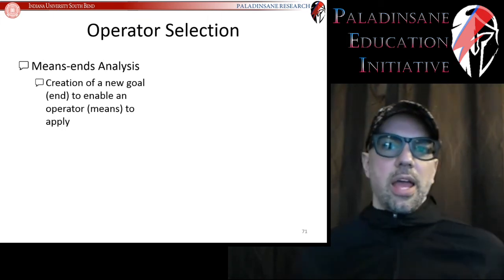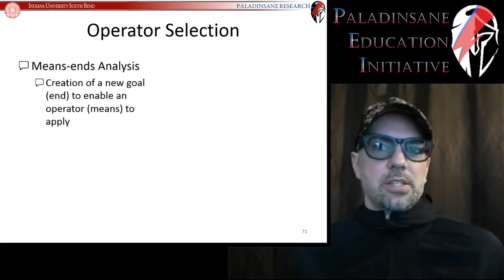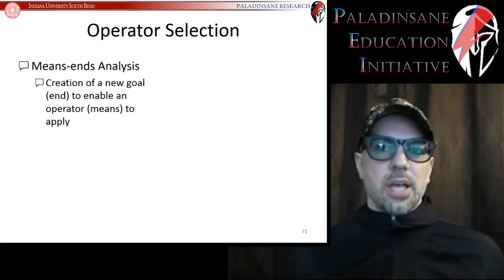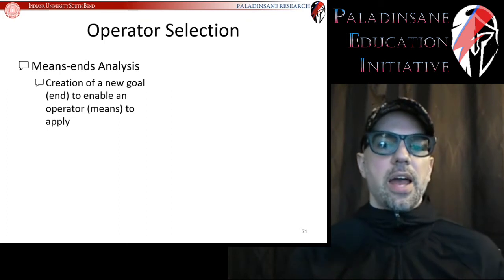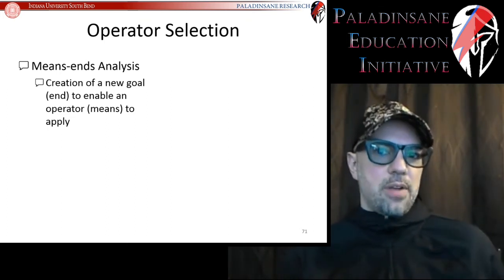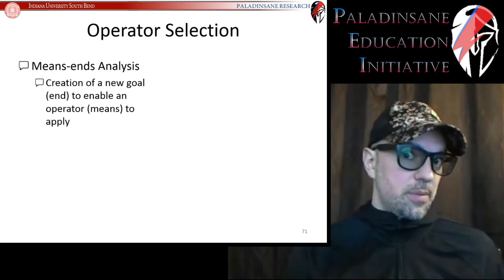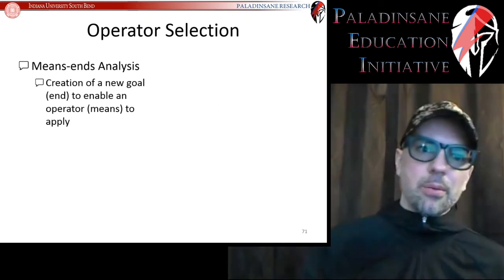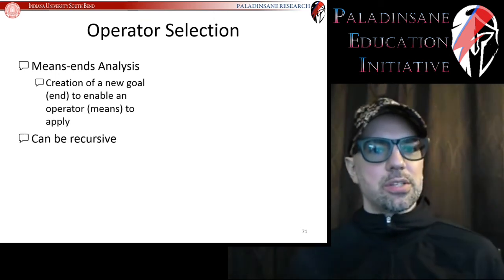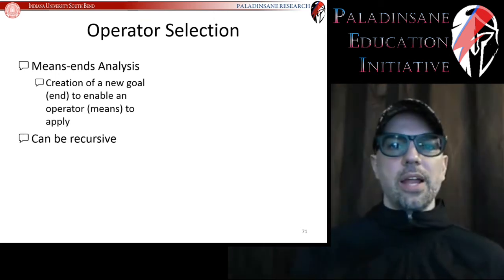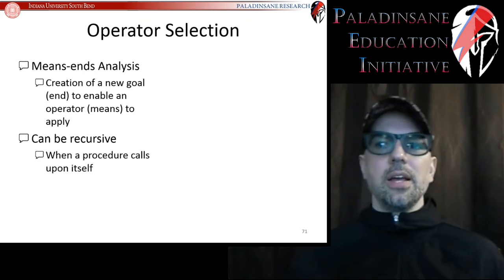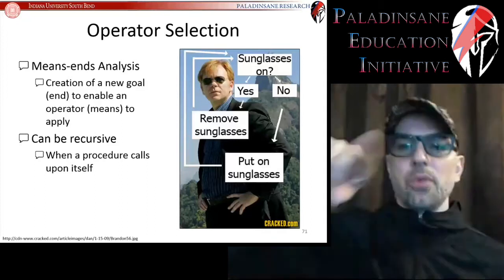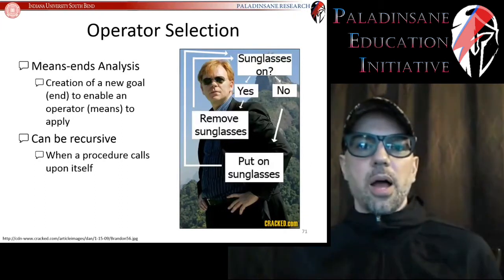So instead of applying one operator and solving the problem in one step, what we do is we break it up into sub-steps so that we can identify and break it up enough so that we have an operator that we can apply. We have something that we can do that we can then start navigating this problem space. And one of the things about this is that it can be recursive. And recursive is when a procedure calls upon itself, basically when you continue to do the same thing in rotation in order to solve a problem.